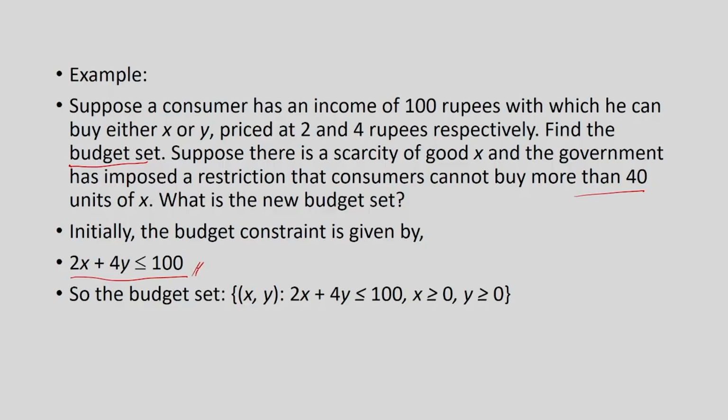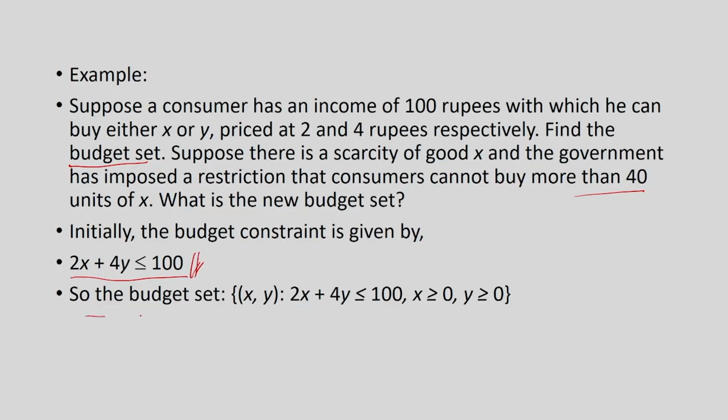Why? Because on the left hand side you have the 2x plus 4y. 2x plus 4y is the total amount of money the consumer is going to spend if he buys x amount of the first good and y amount of the second good. So, in that case the total expenditure will be 2x plus 4y, because prices are 2 and 4. Now, this expenditure must be less than or equal to 100 rupees, the amount of money that he has. So, this is the budget constraint.